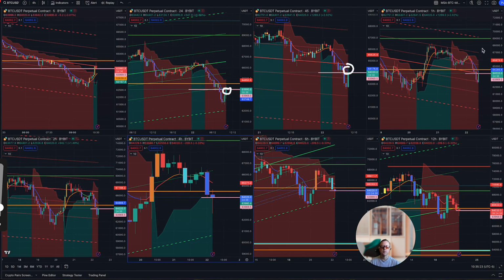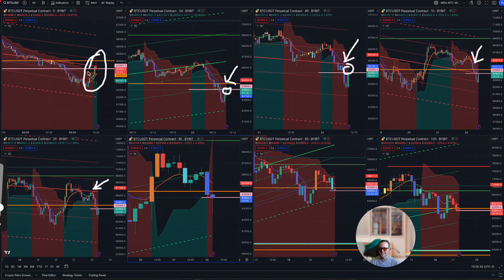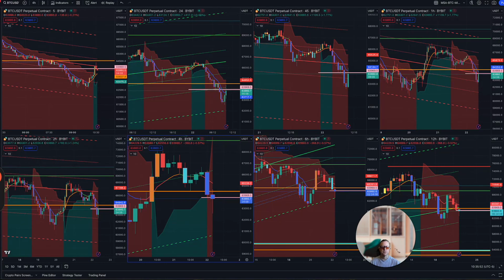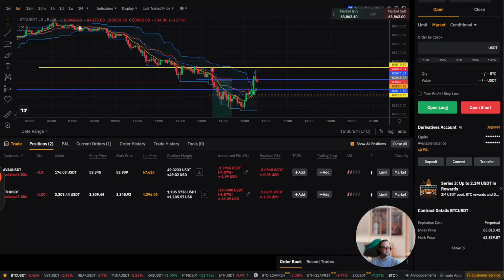We're still operating within red volatility clouds in the 2-hour, the 1-hour, the 45-minute, the 24-minute. Only the 5-minute is experiencing a green volatility cloud, implying a moment of bullish volatility. And then even the 4-hour is now moving toward a red volatility cloud. These are the things we're really looking for when it comes to data.